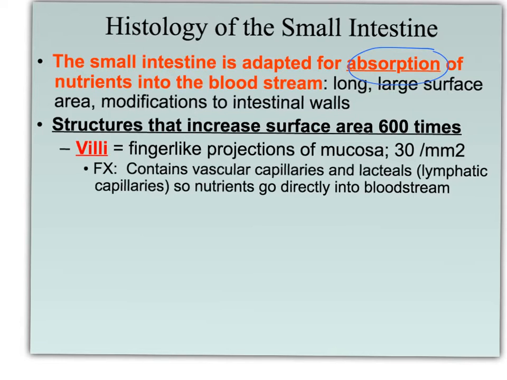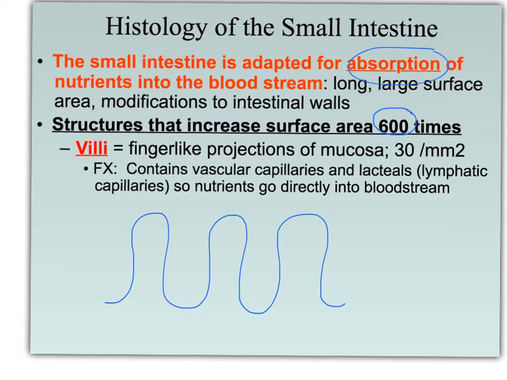And the features that the small intestine has increase its surface area 600 times. And there's 3 main features that we talk about that increase the surface area of the small intestines. One is called villi. And villi are finger-like projections of the mucosal layer. There's about 30 for every square millimeter, and they basically just kind of look like that. And so the surface of the small intestines is not smooth.